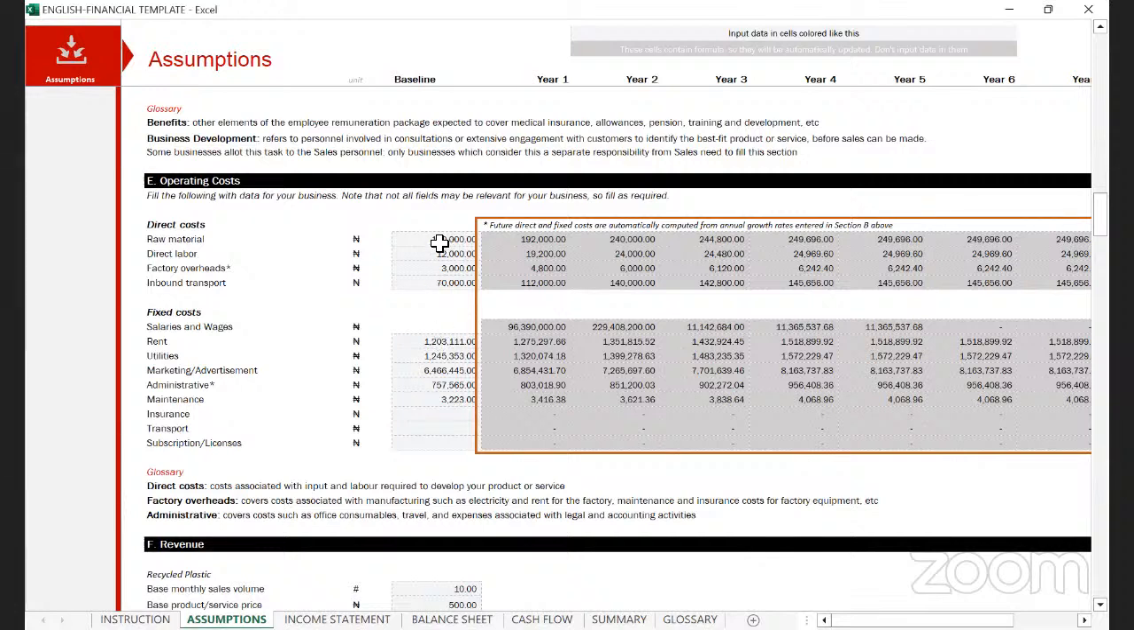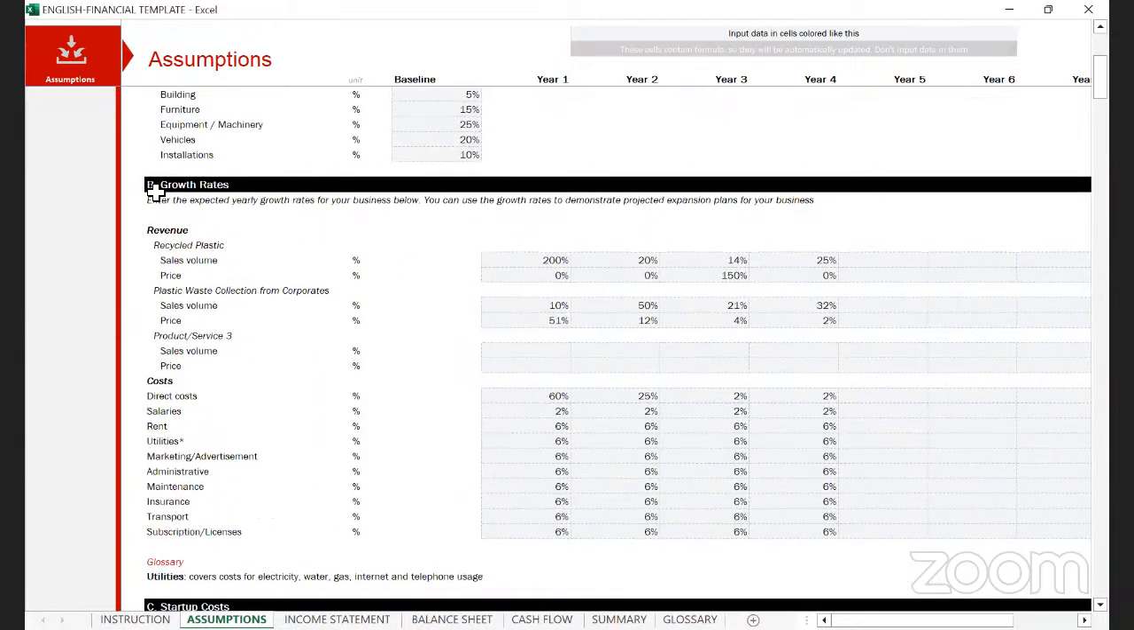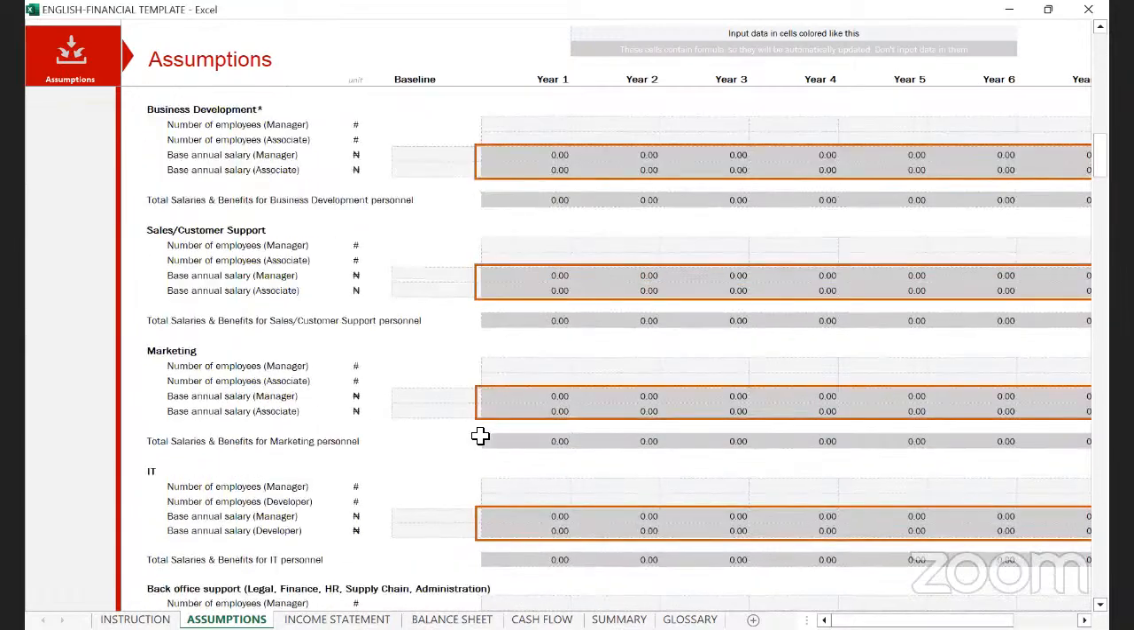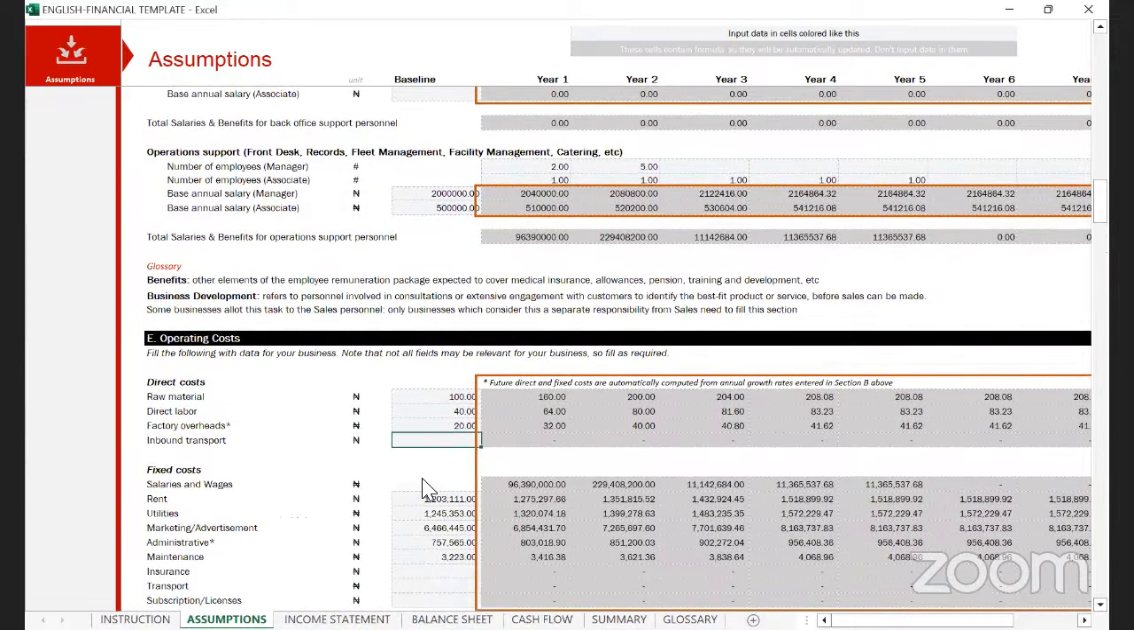The baseline here, all you need to do is put in how much will you need for your direct labor costs in your first year? How much will you need for your raw material costs in your first year? All you need to do is to fill in the first year costs. And let me do an example and fill in the first year costs. Every other year will be computed based on the growth rates that you provided here in section B. All those growth rates will be computed here. So all you need to do is just the baseline cost, then fill the baseline cost.